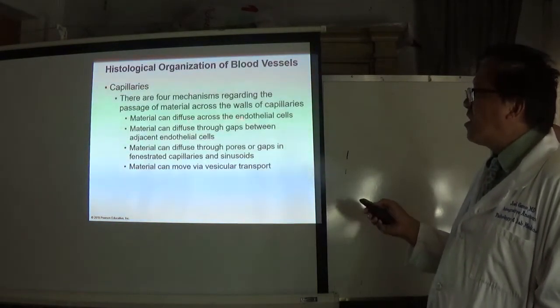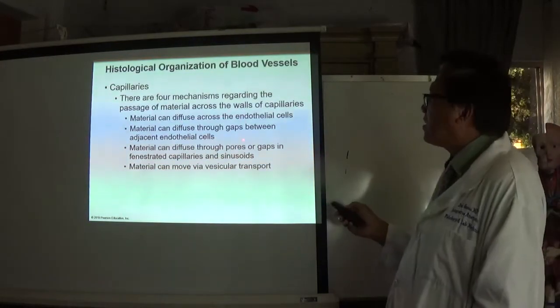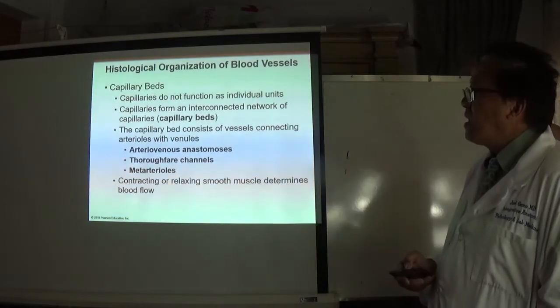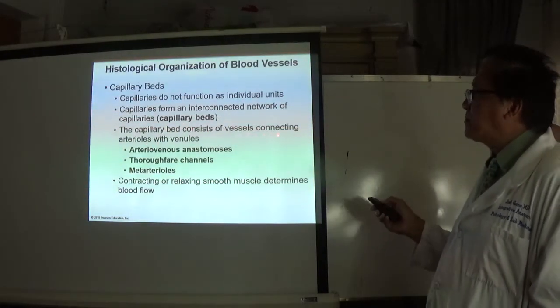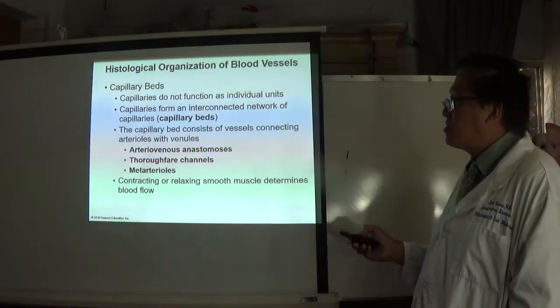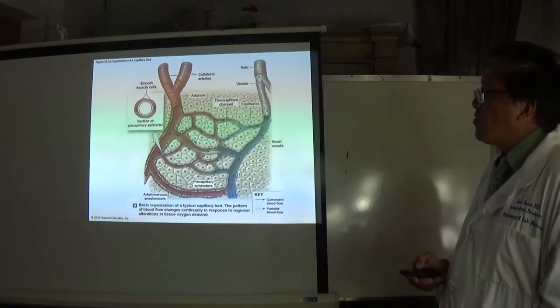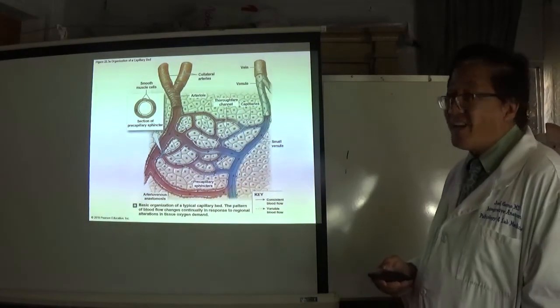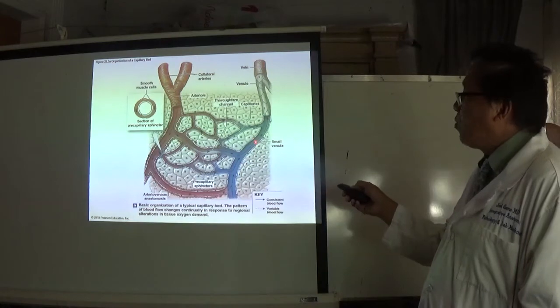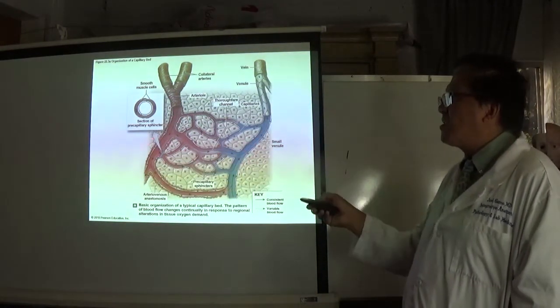So diffusion occurs through the endothelial cells, or what we call gaps within these endothelial cells, or through pores or gaps. And again, there could be connecting arterioles with venules with anastomosis, and there could be channels. So this is a very nice slide which I want you to study. You can see the red part, which is the artery, and the blue part is the vein. What we call the small vein, venule, and what we call the small artery, arteriole.